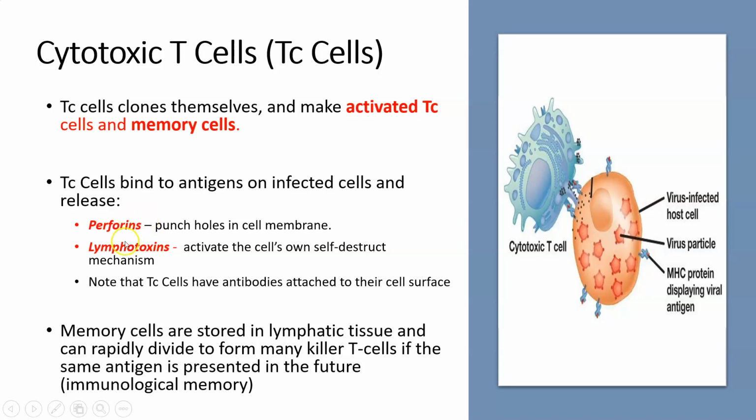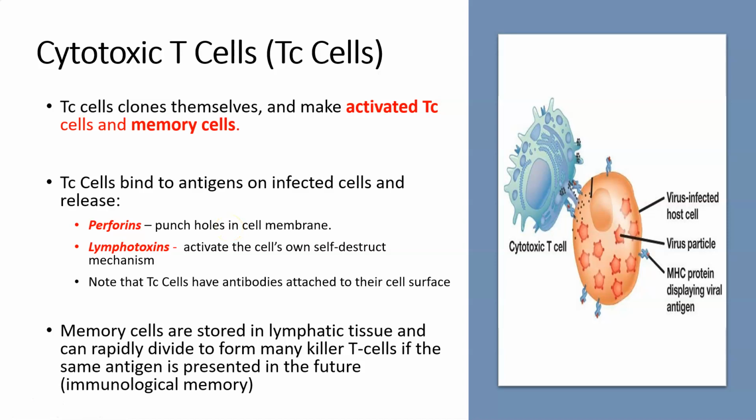Another type of chemical is secreted, known as lymphotoxins. Now, what they do is they activate the cell's own self-destruct mechanism. The cell will destroy itself. It acts in a sacrificial way to prevent the virus from replicating and wreaking havoc around the body.